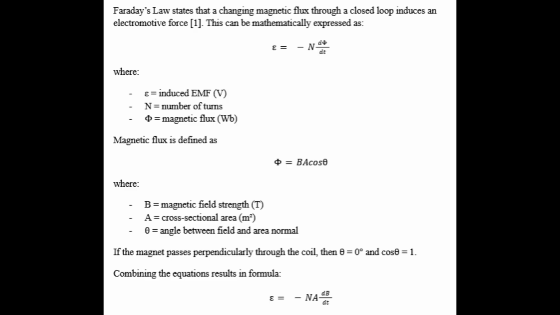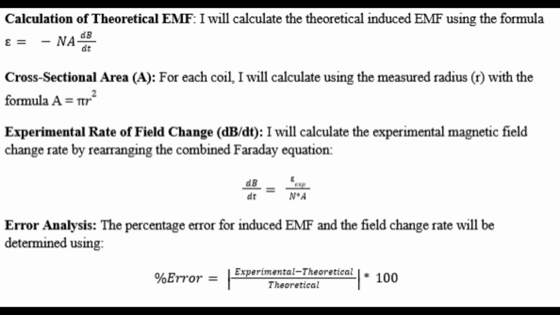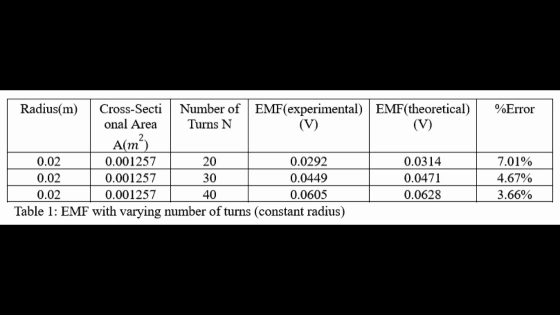By keeping the drop height fixed to maintain a constant field change rate, I established the theoretical EMF values based on the specific number of turns and the cross-sectional area of each coil, which allows for a direct verification of the predicted linear proportionality. And then, using this error calculation formula, I found the percentage errors.